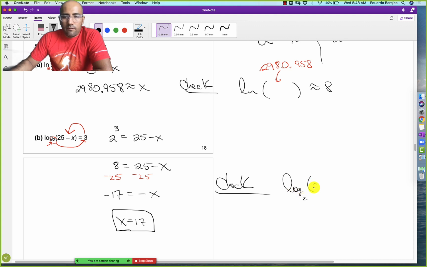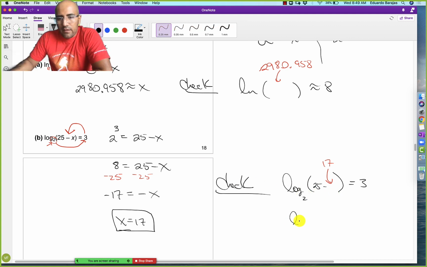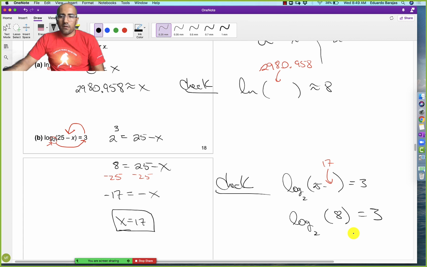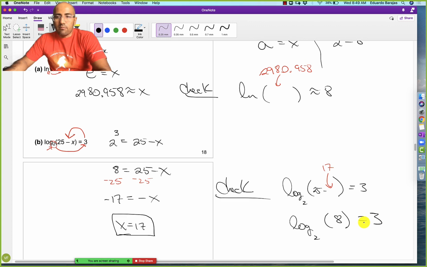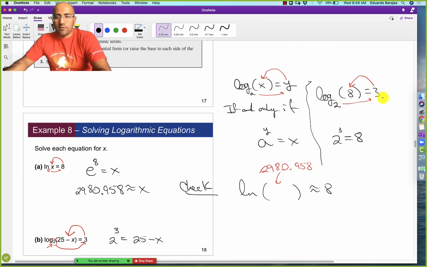Log base 2 of 25 minus x equals 3. So check to make sure that 17 is the number that goes in there. And we'll use our calculator to do that. Okay, so that must mean that log base 2 of 8 must be 3. And, well, this is one of the obvious ones we already know. Log base 2 of 8 must be equal to 3. We did that over here, actually. Log base 2 of 8 equals 3.